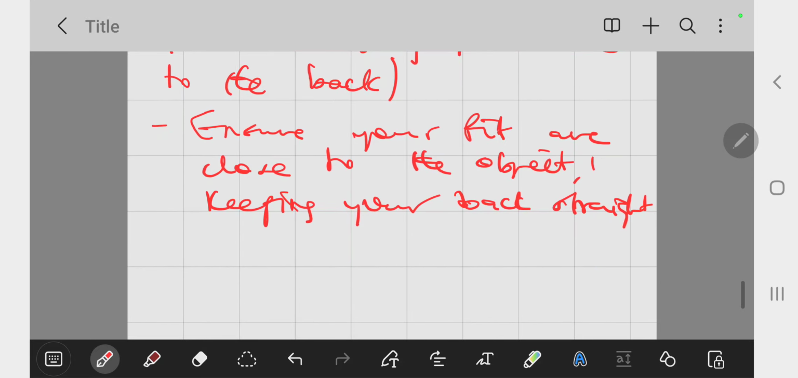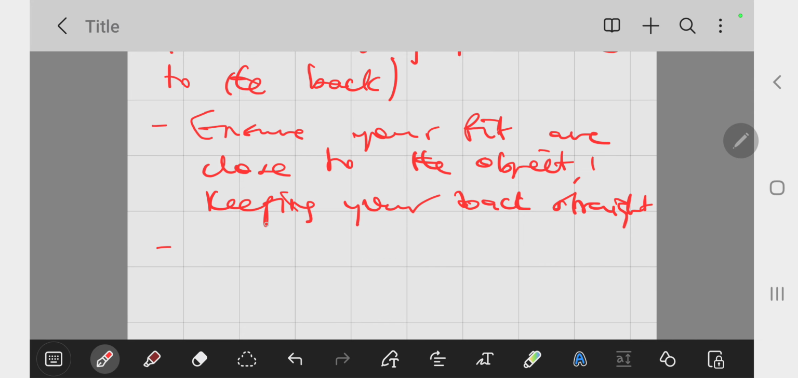As you are lifting, your feet are supposed to be very close to that object. Picture it, maybe you're trying to lift a TV or a fridge. Your feet are not supposed to be far away from the fridge. Make sure your toes are almost touching the fridge as you're about to lift it. This is what we mean when we say keep your feet close, and ensure that your back is straight. Don't bend over when you're lifting.